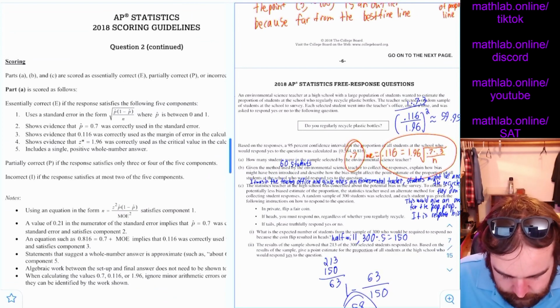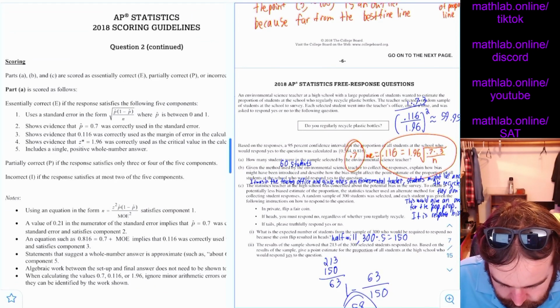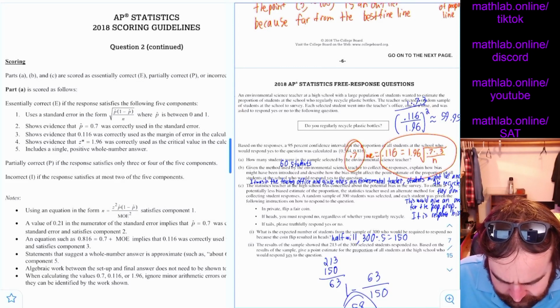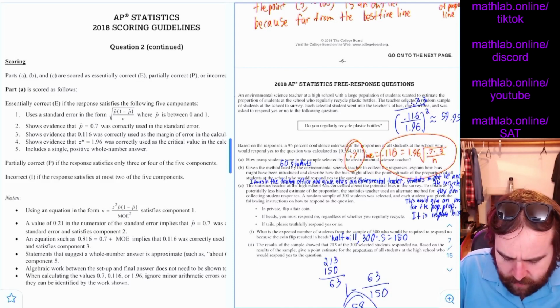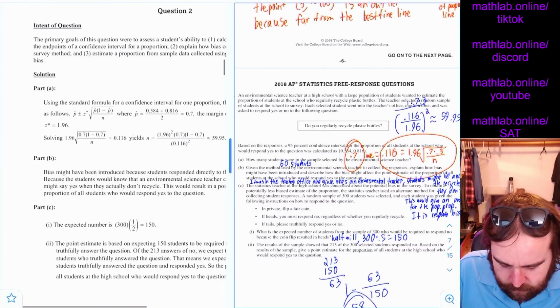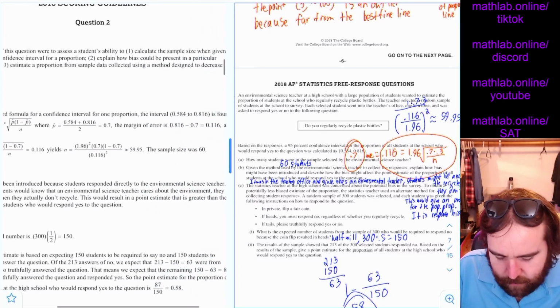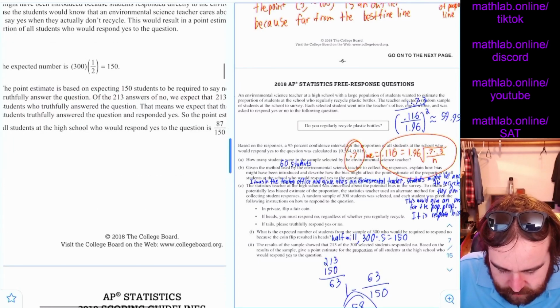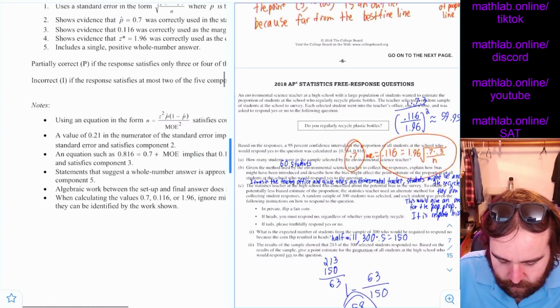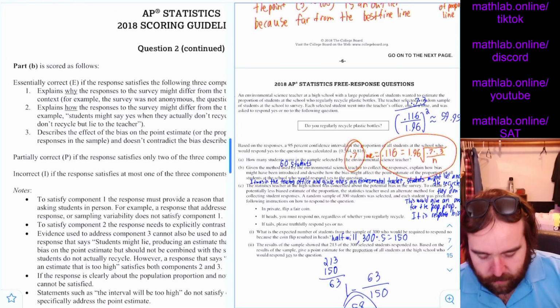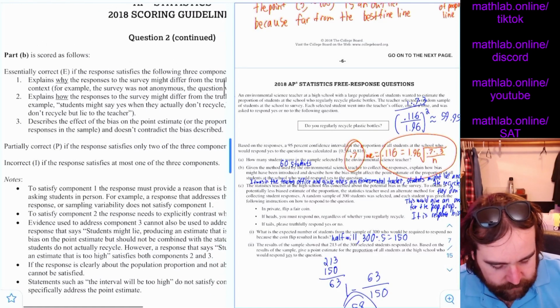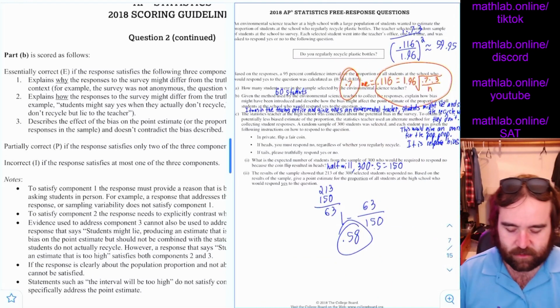Use the standard error where P is between 0 and 1. Okay. Shows evidence that 0.7 was correctly used in the standard error. Used 1.96. Shows evidence that 0.116 was correctly used as the margin of error. Includes a single positive whole number answer. Right. And the answer was 60, right? Boom. Nice. We definitely got all of that. And of course, you have to round it to a whole number because they're people. I didn't talk about that, but that is why I definitely right away rounded to 60.